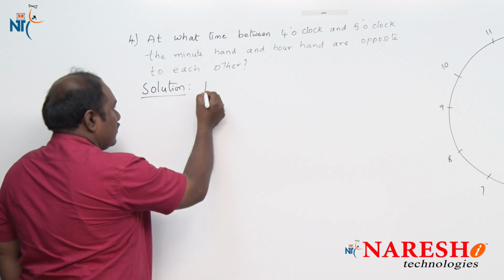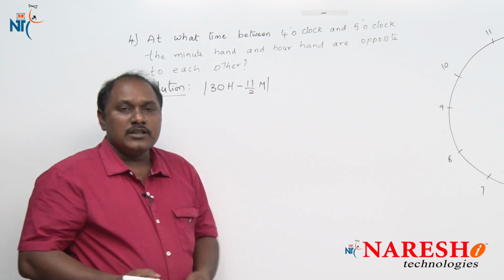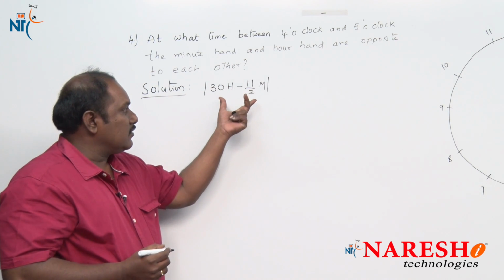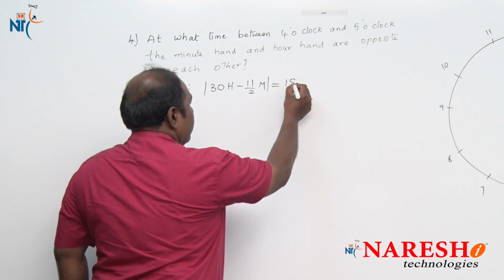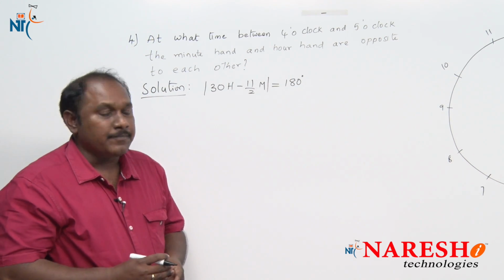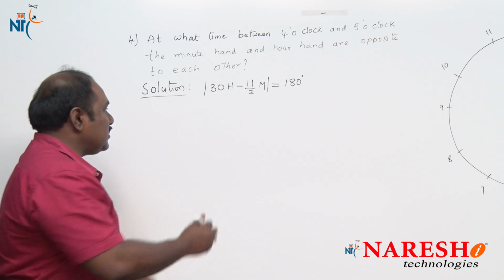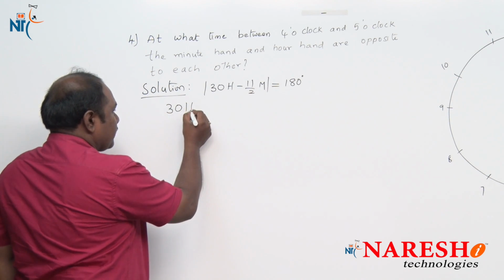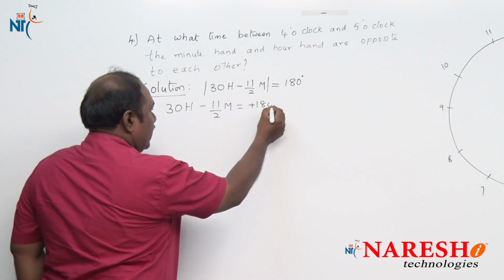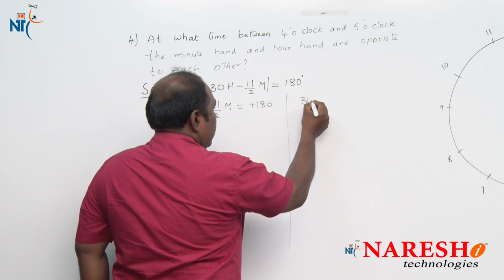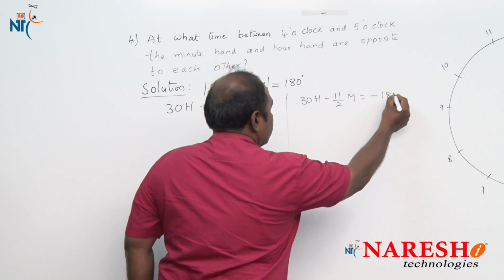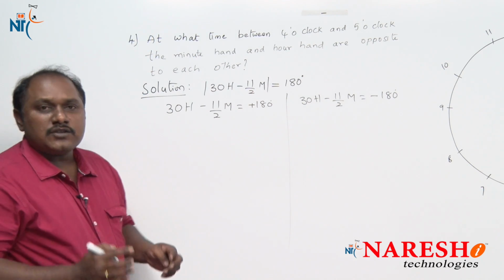The formula: modulus of 30h minus 11 by 2 m. According to the given question, this value should be equal to 180 degrees, because the minute hand and hour hand are opposite to each other. Now what is the meaning of this? The meaning of this is, 30h minus 11 by 2 m can be plus 180, or 30h minus 11 by 2 m can be minus 180.